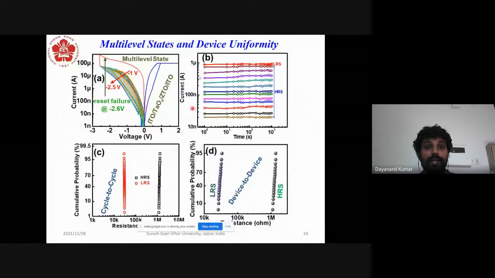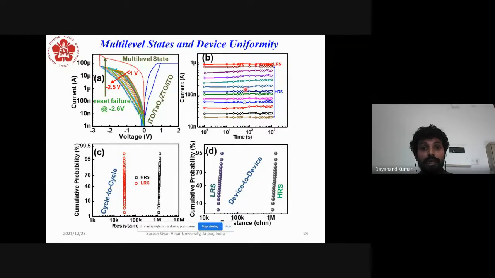Here are the multi-level states, because multi-level states are also necessary for an artificial intelligence system. So we got 12 multi-level states. If you see the different multi-level states, all states are highly stable up to 10 to the power 3 seconds without any degradation. Here LRS means low resistance state, and HRS means high resistance state. With different voltages, we got the different multi-level states.